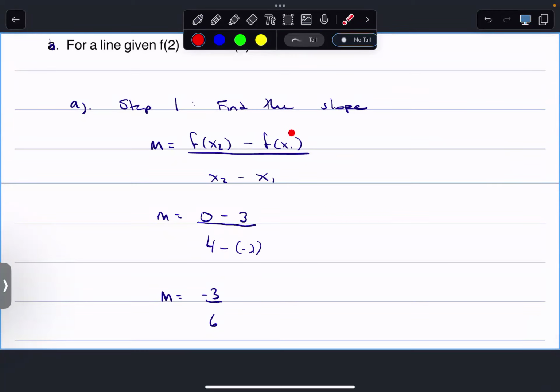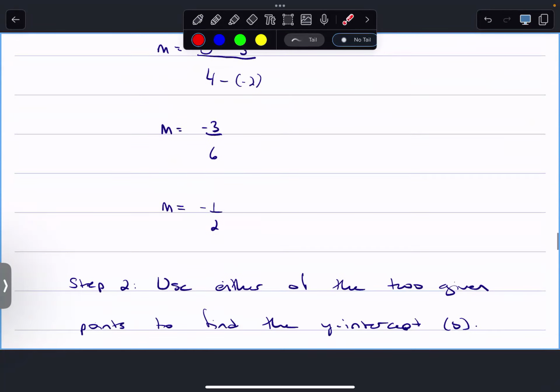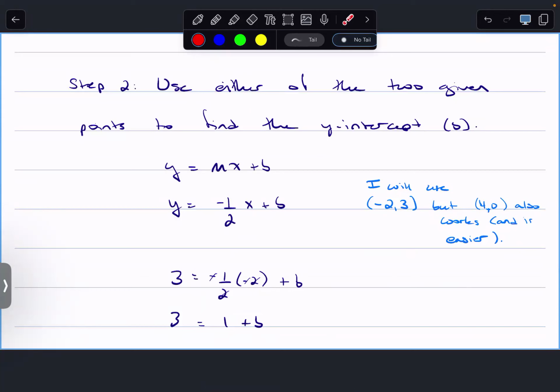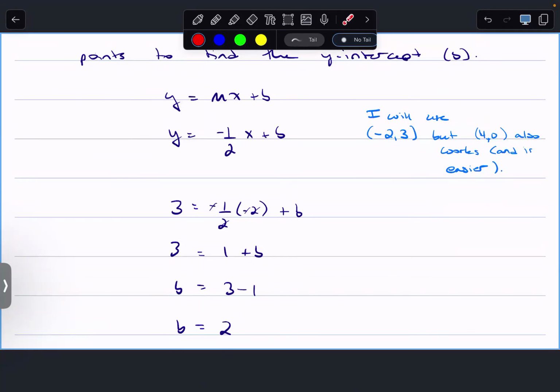You know how to find the slope? We know how to find the slope. We've been doing that all morning. I get a slope of -1/2. Everyone's on board? Cool. Step 2, kind of the new part of this, you can use either of the 2 given points to find the y-intercept. I decided to use (-2, 3), mostly because it's the harder point, right? But I encourage you to pick the easier point, of course, but I just want you to see that it would be the same.